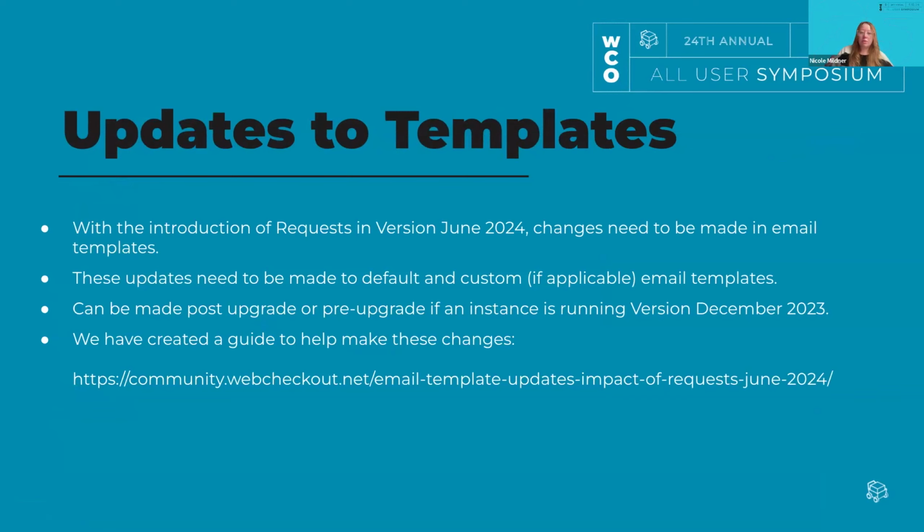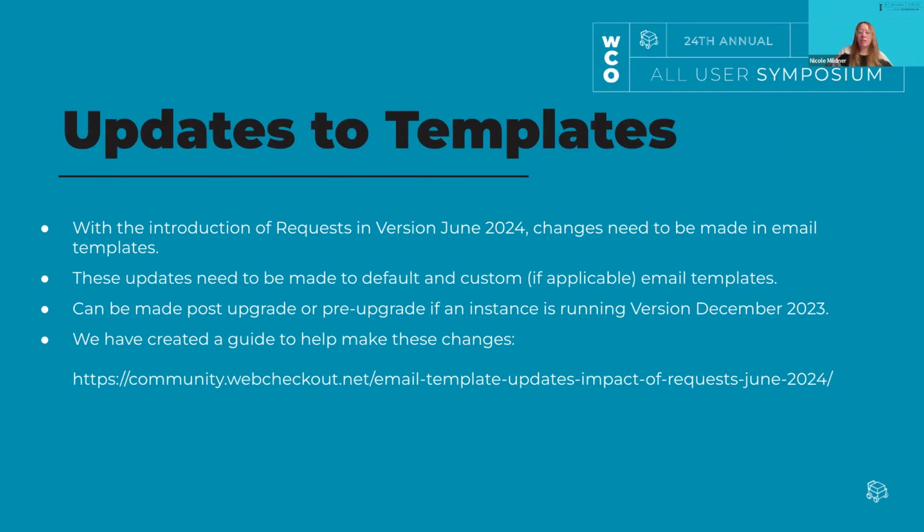These changes can be made either post-upgrade or pre-upgrade if an instance is running version December 2023. Making these changes to the email templates on December 2023 will not cause any disruptions. Again, these changes only need to be made if you're planning on enabling requests when you upgrade to June 2024, and if you have customized email templates.